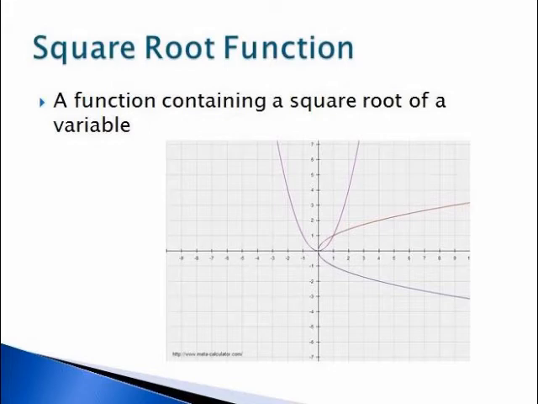So a square root function is just a function containing a square root of a variable. So if I were to say the square root of 2 times x, that is not a square root function. It's not the coefficient, it's the variable. So you'd have to say like 2 square root of x. That's a square root function.